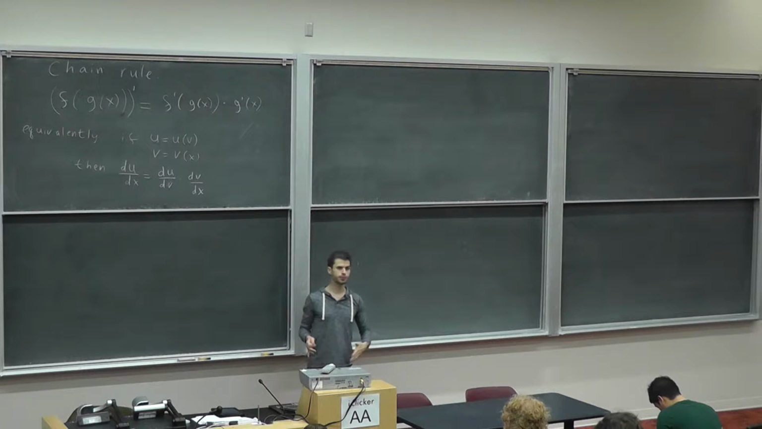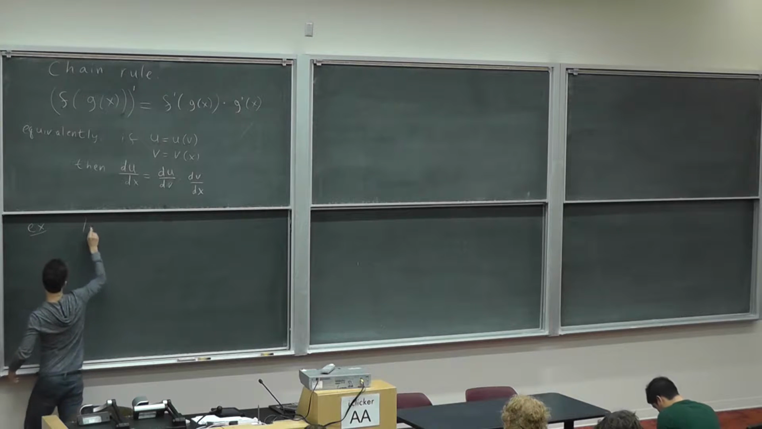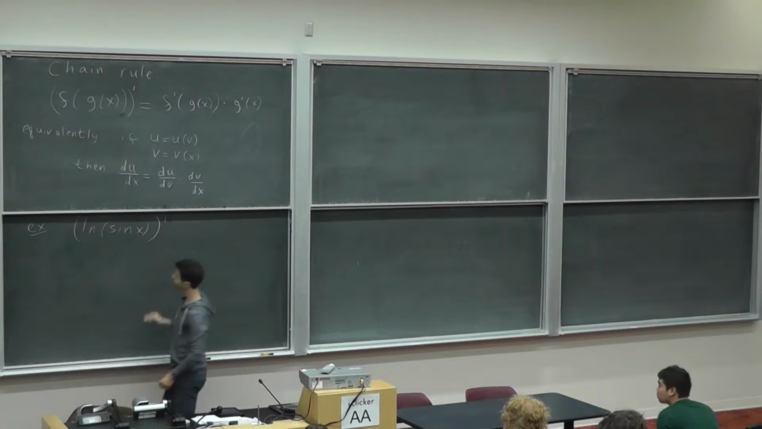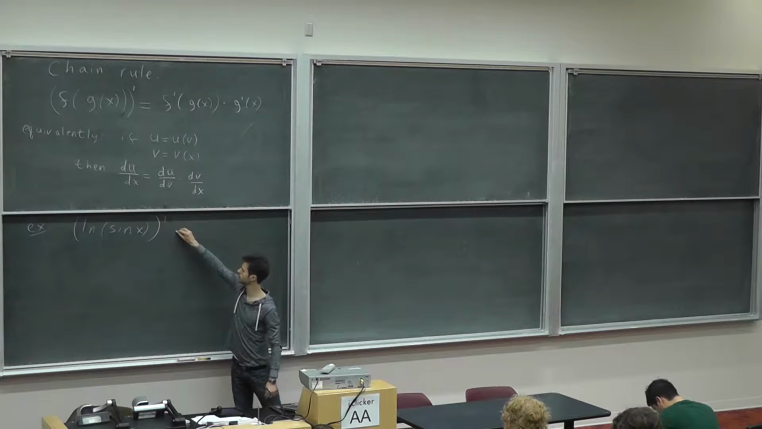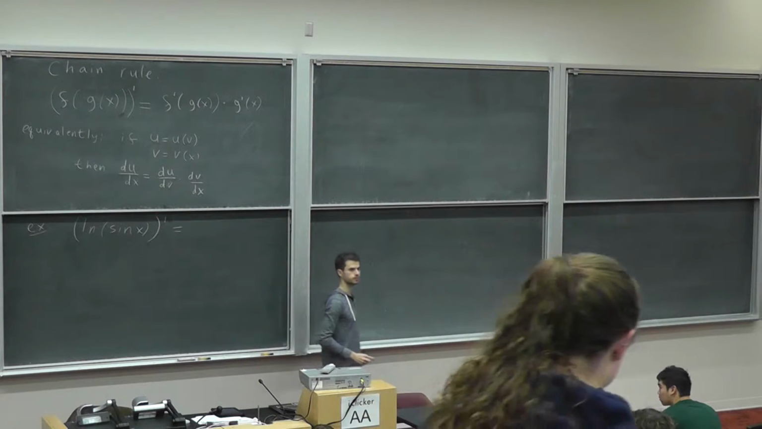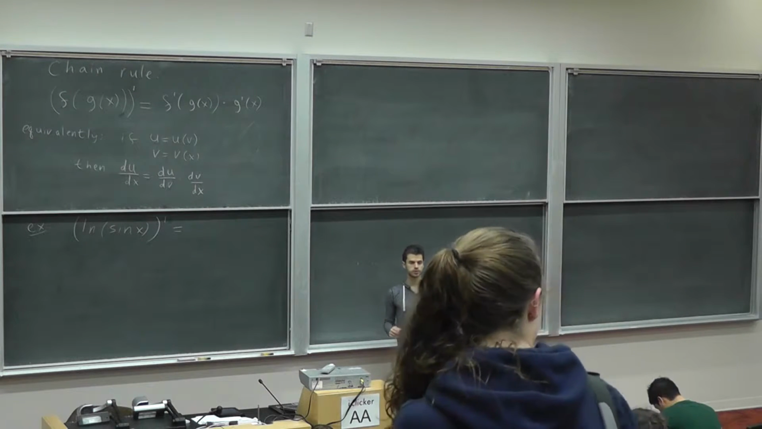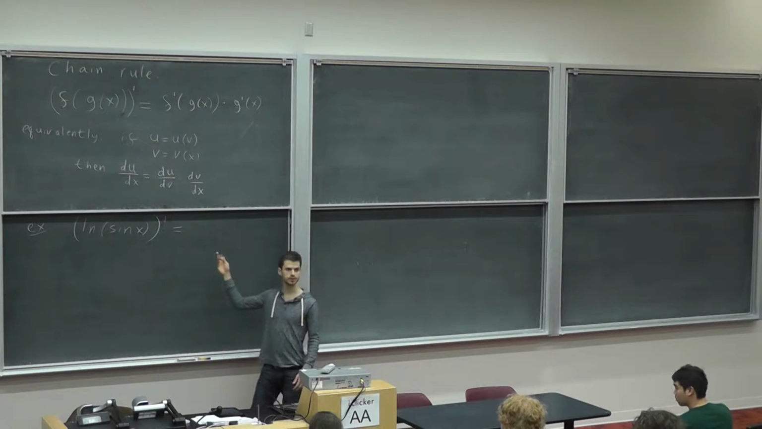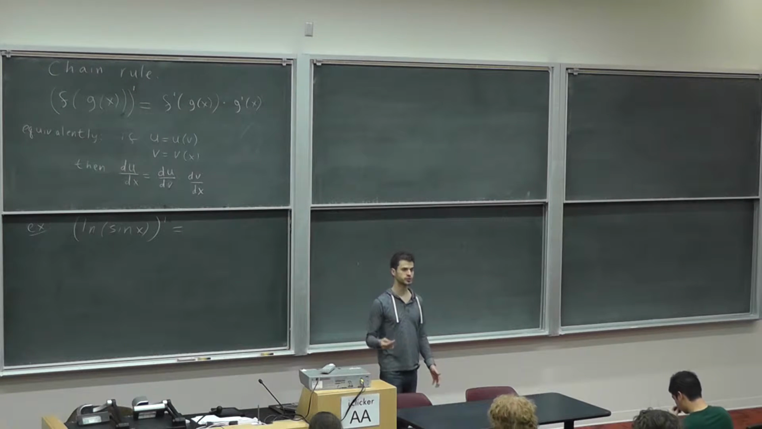Let's start with a simple example, something like what we did last lecture, or even two lectures before this. An example. There's a function logarithm of sine of x. What would be the derivative of this? So I'm asking either for the answer or how to start with it. What should I denote by u? What should I denote by v? What kind of derivatives should we compute?